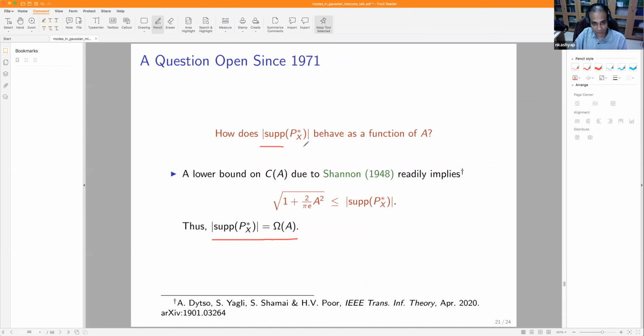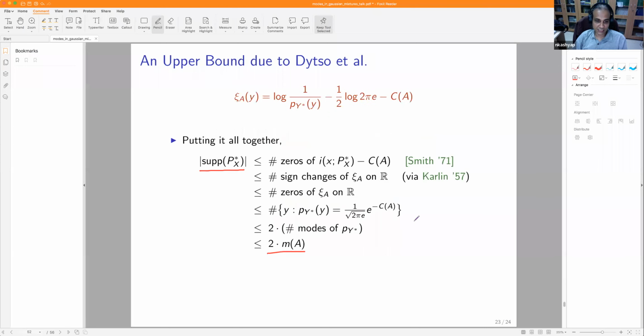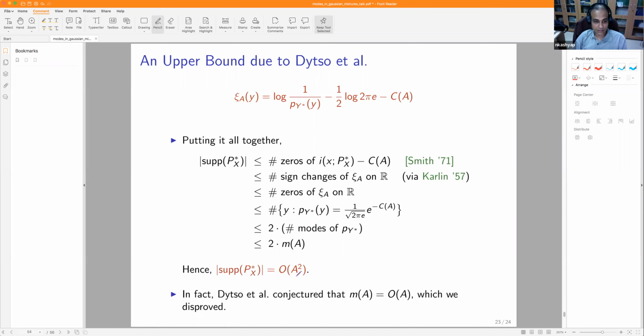So for the information theoretic problem, what is the number of mass points in the support set? We know that it grows linearly in A, and Dytso et al. would have liked to believe that this M of A is actually of order A. In that case, you would have gotten the number of support points exactly of the order of A. But we showed that in fact this quantity is of the order of A squared. So this only gives you an A squared upper bound, not an A.